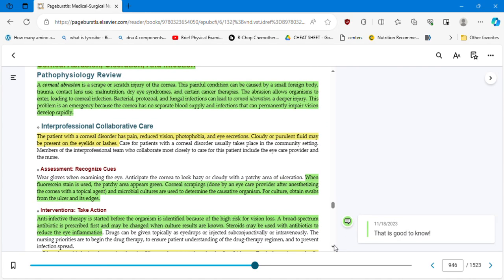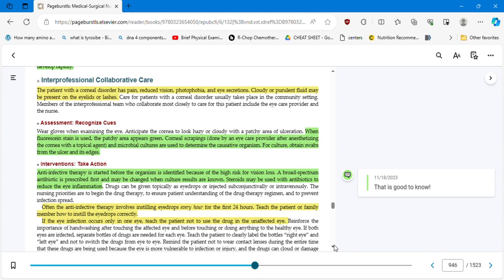So the patient with a corneal disorder has pain, of course, reduced vision, of course, photophobia, and eye secretions. Cloudy or purulent fluid may be present on the eyelids or eyelashes. When fluorescent stain is used, the patchy area appears green. Corneal scraping is done by the eye care provider after anesthetizing the cornea with a topical agent, and microbial cultures are used to determine the causative organism.